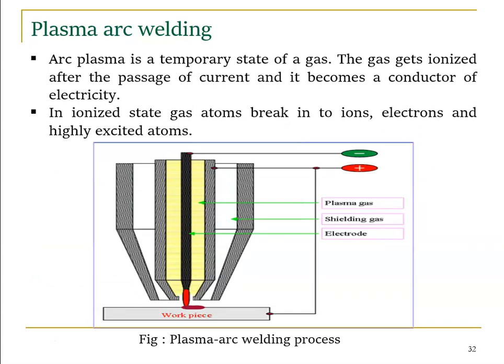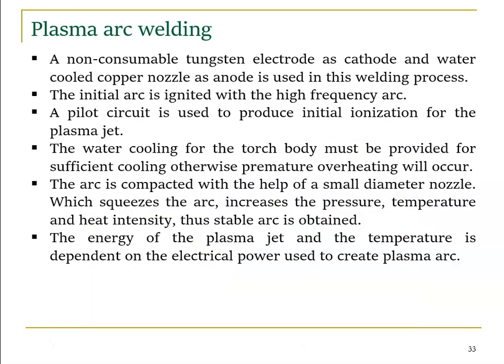The next is plasma arc welding. Arc plasma is a temporary state of gas. Again, it is one kind of gas, an unstable gas. The gas gets ionized after the passage of current and it becomes a conductor of electricity. If you supply the electricity, the gas may convert to the ionized state. Ionized state means high energy state, so this energy creates the temperature. The ionized gas atoms break into ions, electrons and highly excited atoms. So this is plasma arc welding.